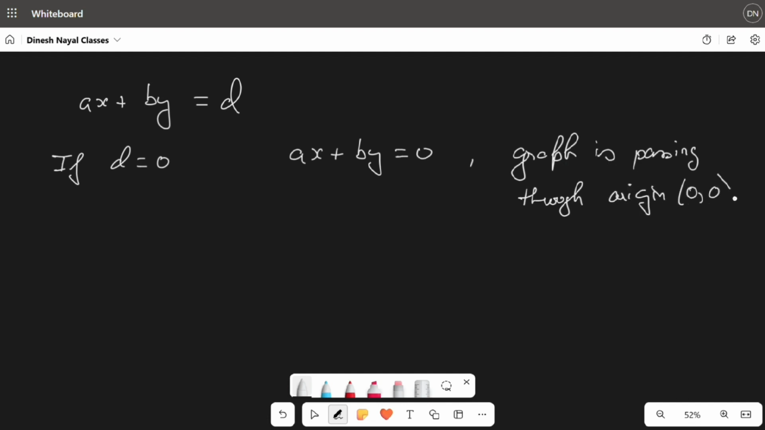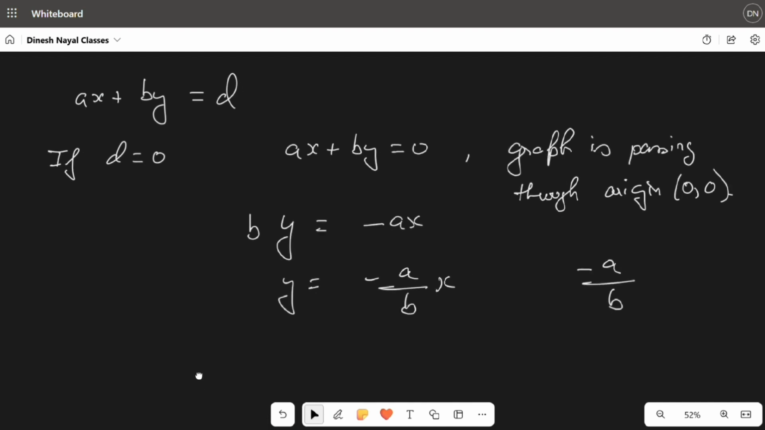Now this point you should keep in your mind. We already have the point which is the origin 0 comma 0, and the x and y steps that you will take, you can find by the gradient. If you rearrange, by will be equals minus ax. Now what will be y? Y is minus a by b of x. So the x and y step that you will use is minus a by b.